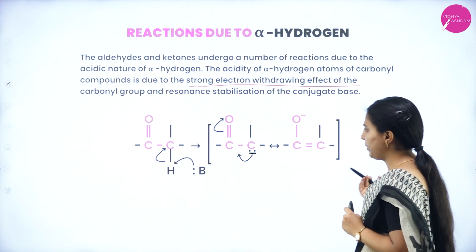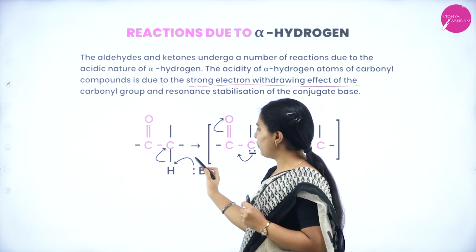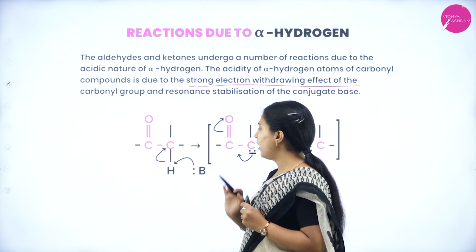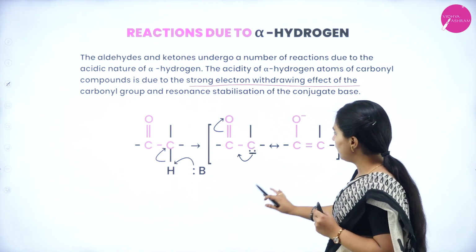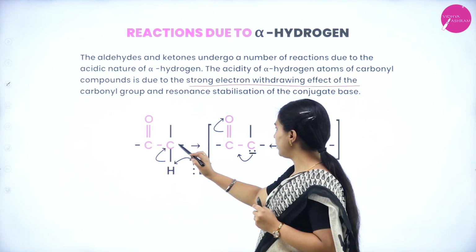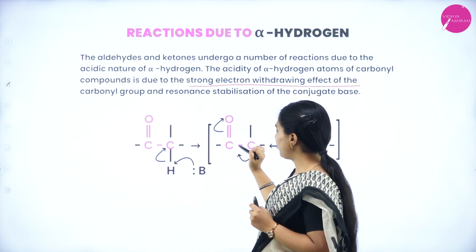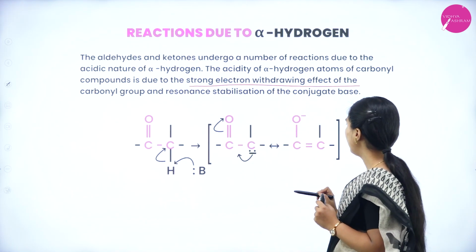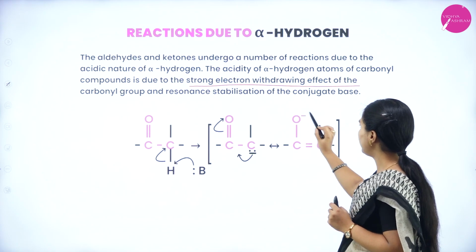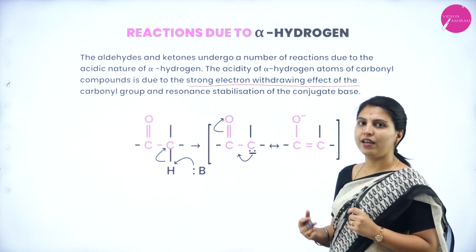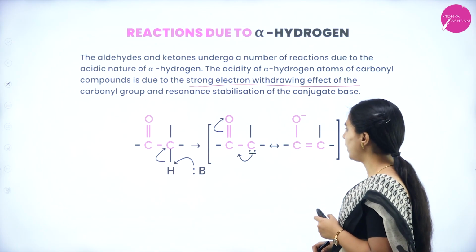See here, it has an electron withdrawing group, so from the base it will gain some of the electrons. Here you can see the resonance effect. The electrons shift here, and from the double bond to oxygen, because oxygen is an electronegative element. You can observe the electronegativity near oxygen, and it will also stabilize the resonance of the conjugate base.